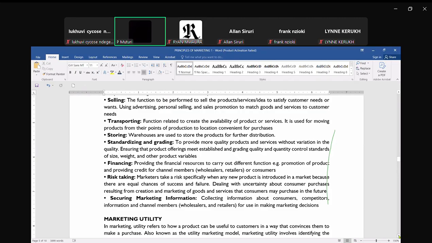So transport, moving products. Even if you order a physical product online, you will need it delivered to where you are. So location, moving the product from production factories where it is produced to where customers can conveniently access that product or service.